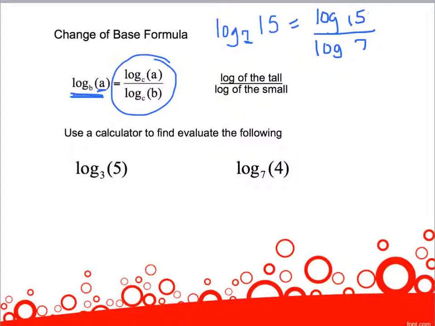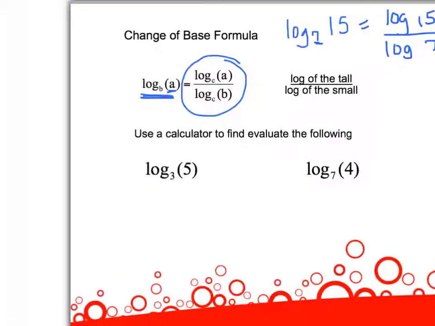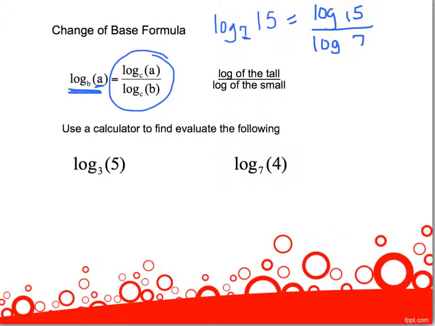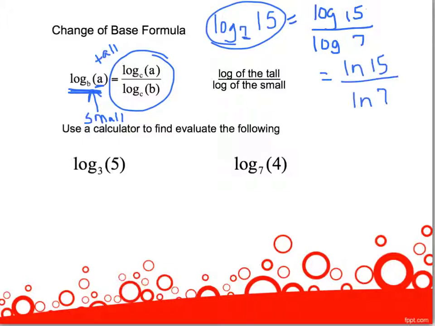Now, one way I remember this is I use this little mnemonic device that says that you can do log of the tall over log of the small. Now, you just have to remember that I'm not talking about the value of the number. I'm actually talking about size of the number. So the tall number would be here, the A, and then the little subscripted number is the small. So it's log of the tall over log of the small. So it's, in this case, log of 15 over log of 7. You also can do these with natural logs because that's just log base e. So I could do the natural log of 15 over the natural log of 7.